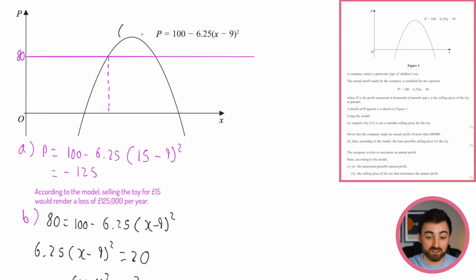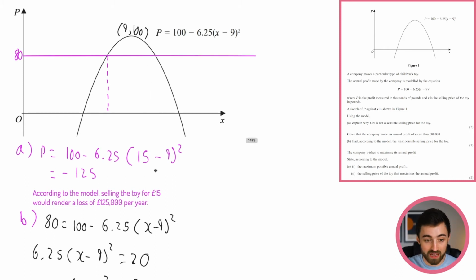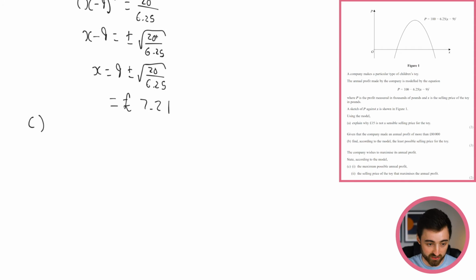So when is this 0? It's when x equals 9. And then what would the p-value be? Well, it would be 100 minus 0, which is 100. In other words, the maximum possible annual profit is going to be 100 grand. Make sure you remember the thousands here. And the selling price for the toy that maximizes this annual profit is going to be £9. Completing the square, mate. What a thing.